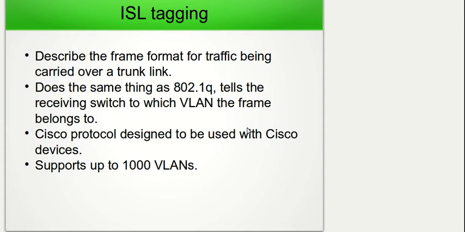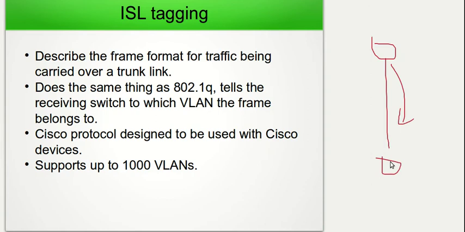ISL tagging. So ISL is another trunk technology that we can use. Again, it's used to describe the frame format for traffic being sent over a trunk link. So in this case, two switches. As traffic is sent over the trunk link, ISL is used to describe the frame format of that frame, so that the receiving switch knows to what VLAN this frame belongs to.